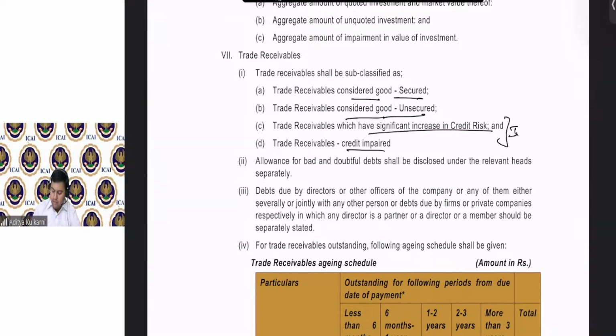These two are in line with Ind AS 109, which you have said, where you have an expected credit loss that is being provided for in line with Ind AS 109. Okay, so that is something which you are having. Allowance for bad and doubtful debt shall be disclosed under the relevant heads separately. So for each of them, you will present your bad and doubtful debt provisions separately.